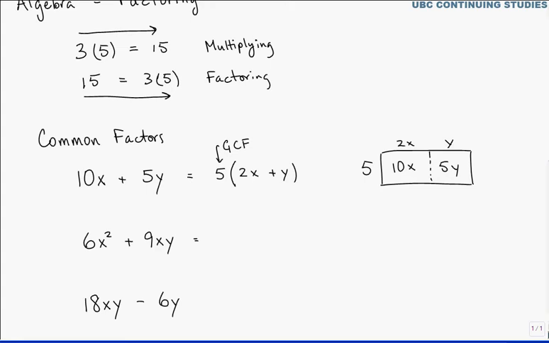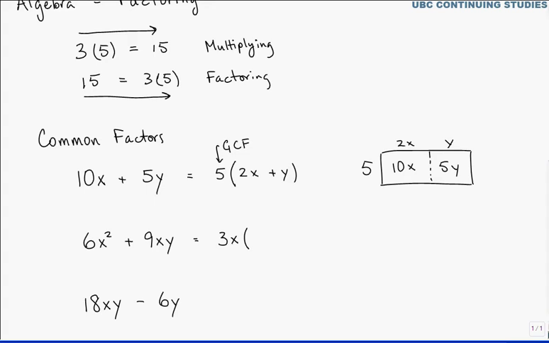Focus on the coefficients first, 6 and 9. The greatest common factor of 6 and 9 is 3. Then we have x squared and xy. Alright, so x squared is really just x times x, and xy is x times y. So the only factor they have in common there is one of the x's. So x is part of the greatest common factor, and the full greatest common factor is 3x.